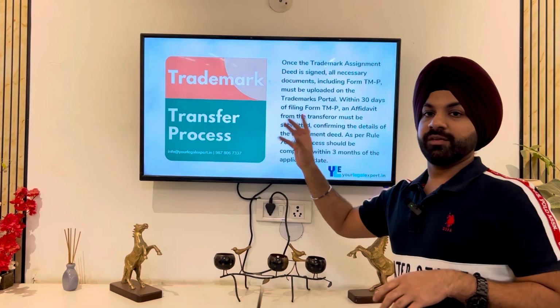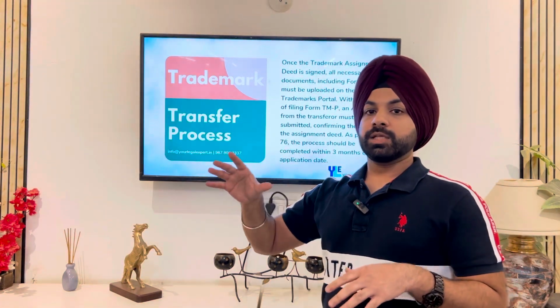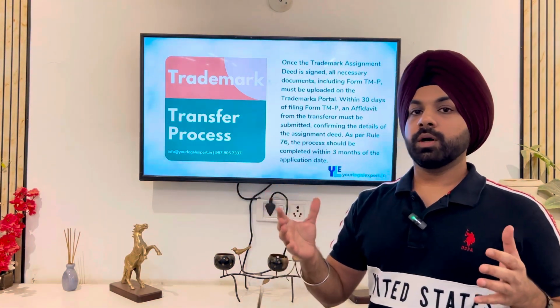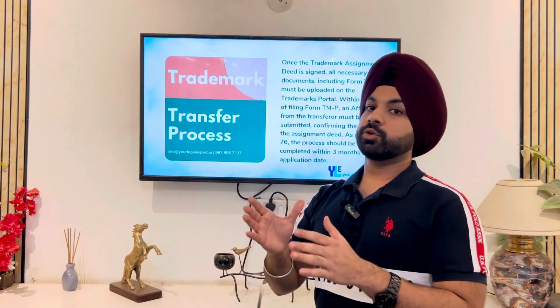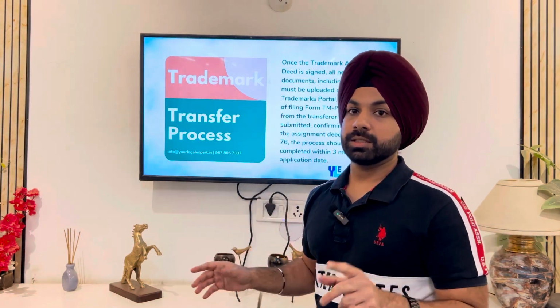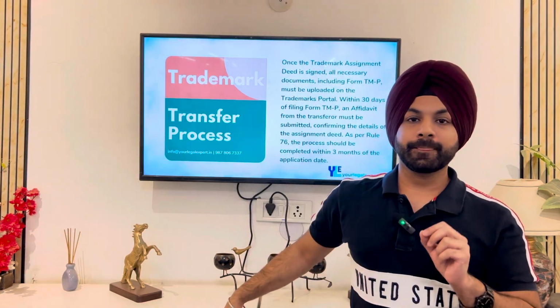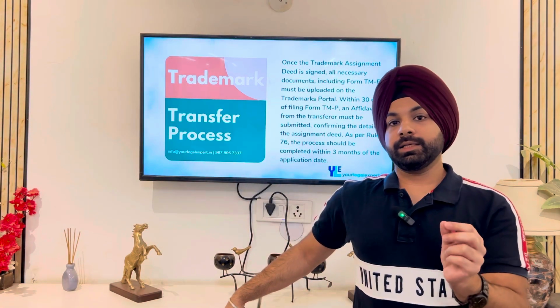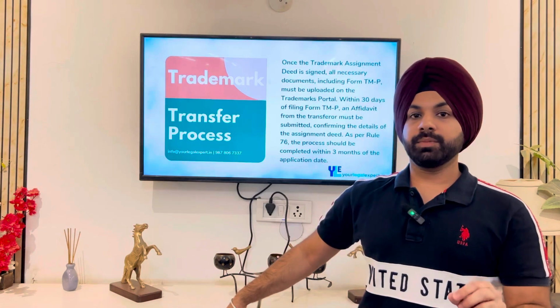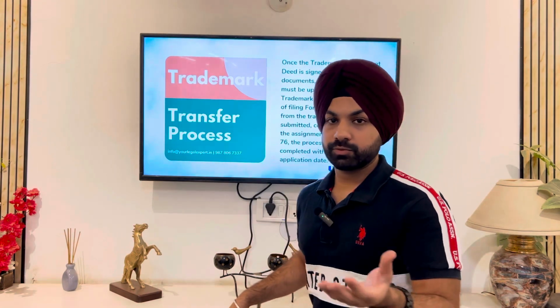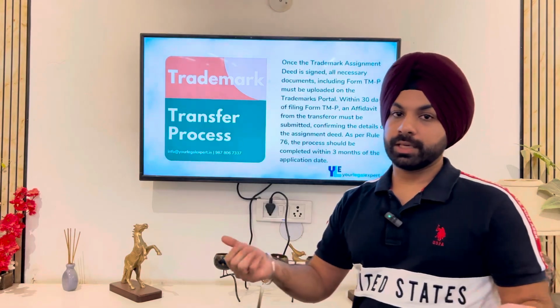As per Rule 76, the trademark transfer process, as per the law, should ordinarily be completed within 3 months. The word ordinarily has been used in Rule 76, so it does not mean that it is fixed that it will be completed in 3 months. It can take 4 months, 5 months, 9 months, 12 months. It depends upon your attorney and your case as well.